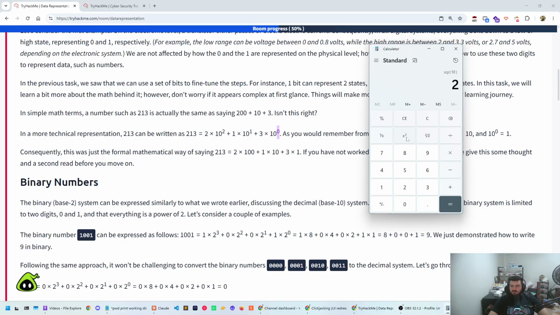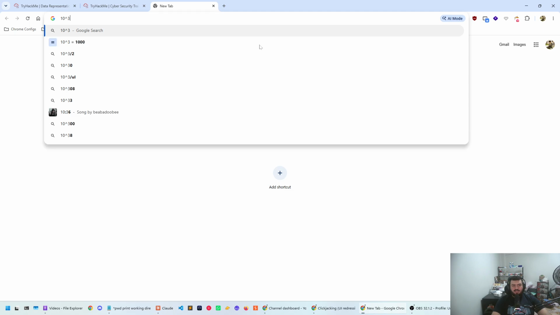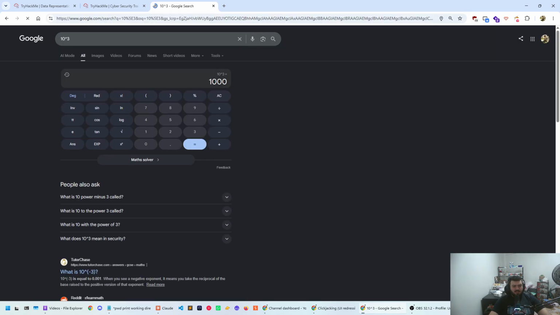10 to the power of 3 is 1000. So you can just write it in Google here, because I don't know if I'm stupid, or the calculator is stupid. But anyway, let's say 10 to the power of 0, which is what we were working on. And this is going to equal 1. Okay?